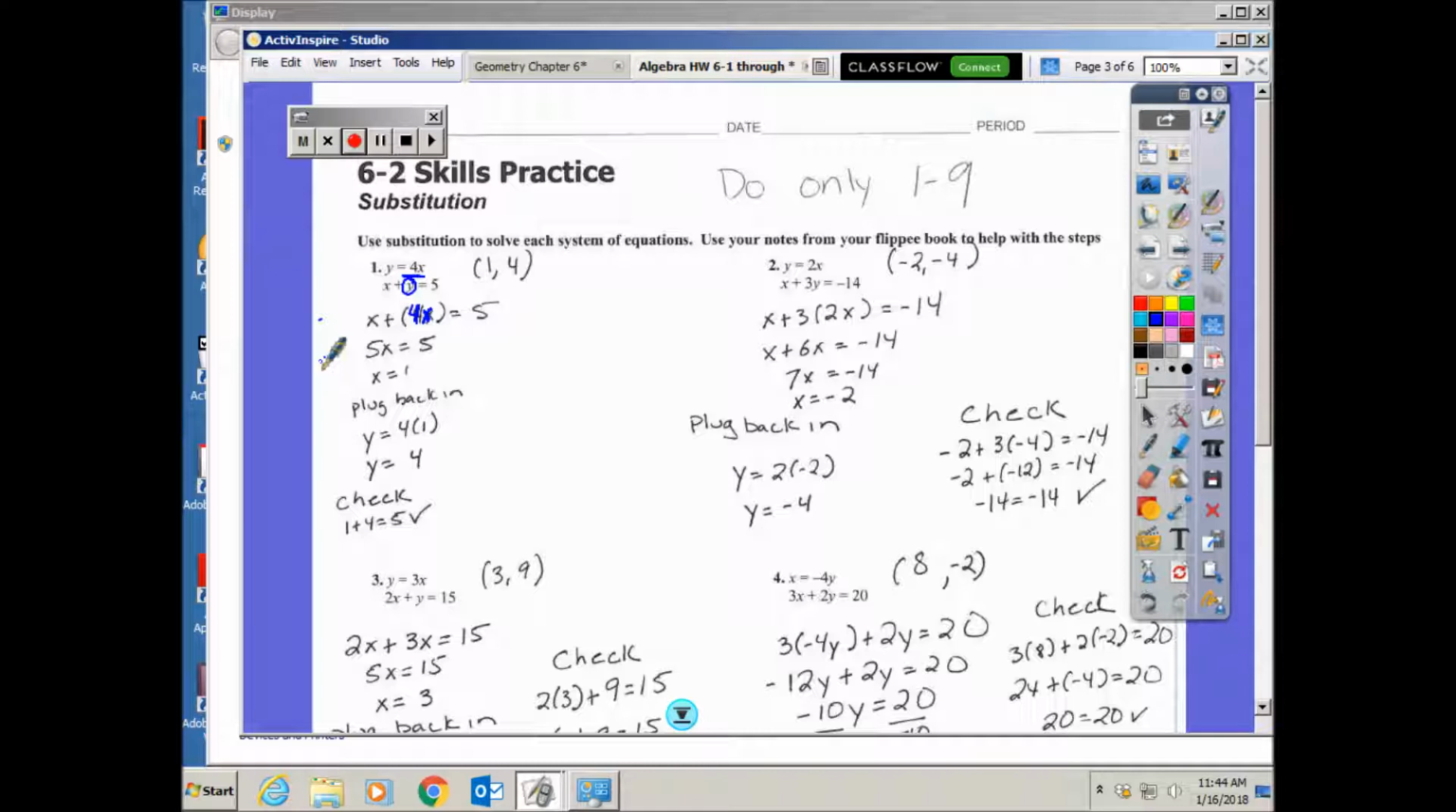Question? Okay. So now I can take x plus what I've substituted, which is 4x, and I get 5x. So 5x equals 5. So that allows me to get to my third step, which is solve for a variable. I have solved for x, and x equals 1.